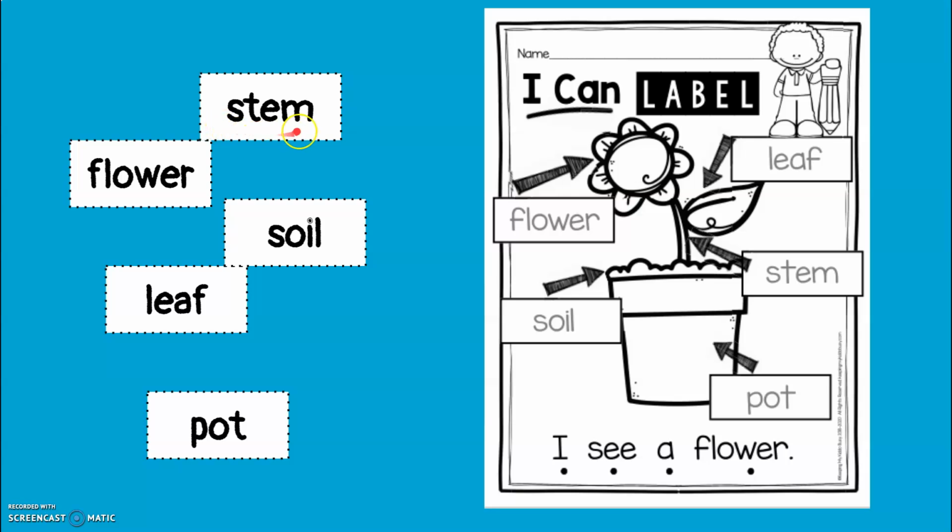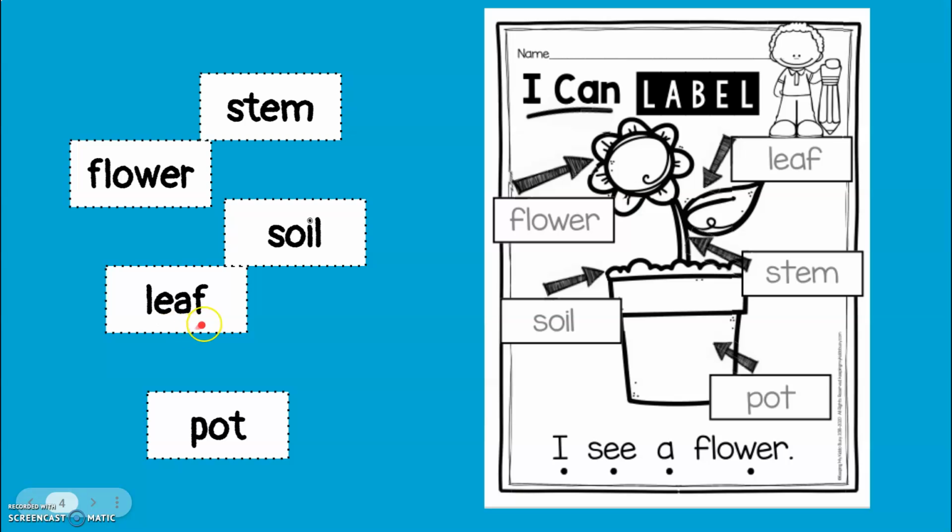What does this look like? Well, it looks like this word. And that's a stem. So this must be stem. This one starts with an f. What does this word say? Here it is. It's a flower. Good job. What about this word? S. Well, here it is. You see it? And it's pointing to the soil. Good job.